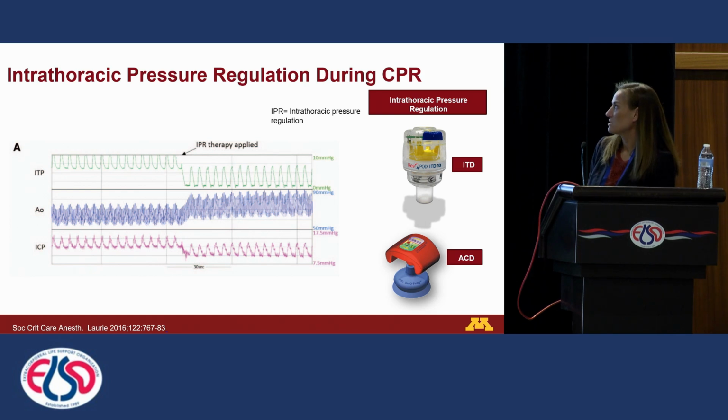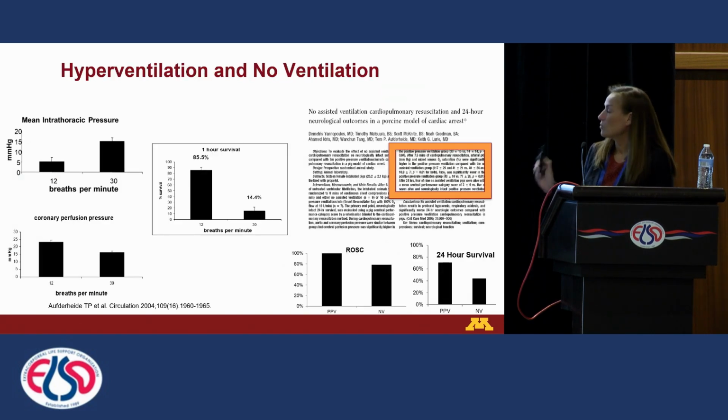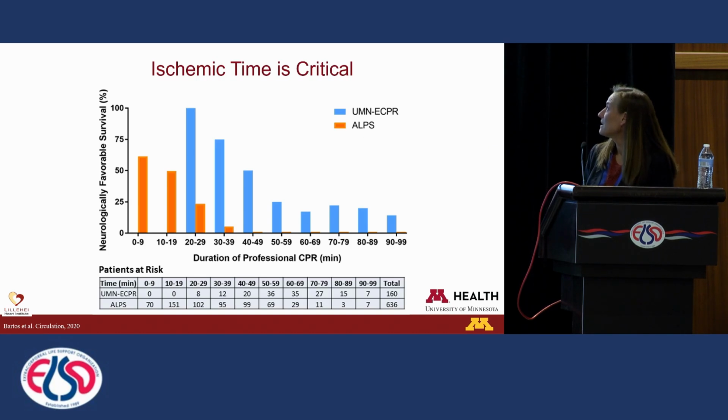Again, we don't have time to go into this in depth, but intrathoracic pressure regulation has been looked at in great detail, and there are multiple different devices on the market, including the ITD and ACD, which are meant to reduce the flow of air into the chest during the decompressive phase of CPR and apply negative pressure to the chest wall during the decompressive phase, respectively. What this does is allow the RV to fill, and with the RV filling, you have increased cardiac output, presumably increased MAP, and then venous congestion is decreased with a decrease in the ICP. We don't have time to talk about hyperventilation, so I'm going to skip that.